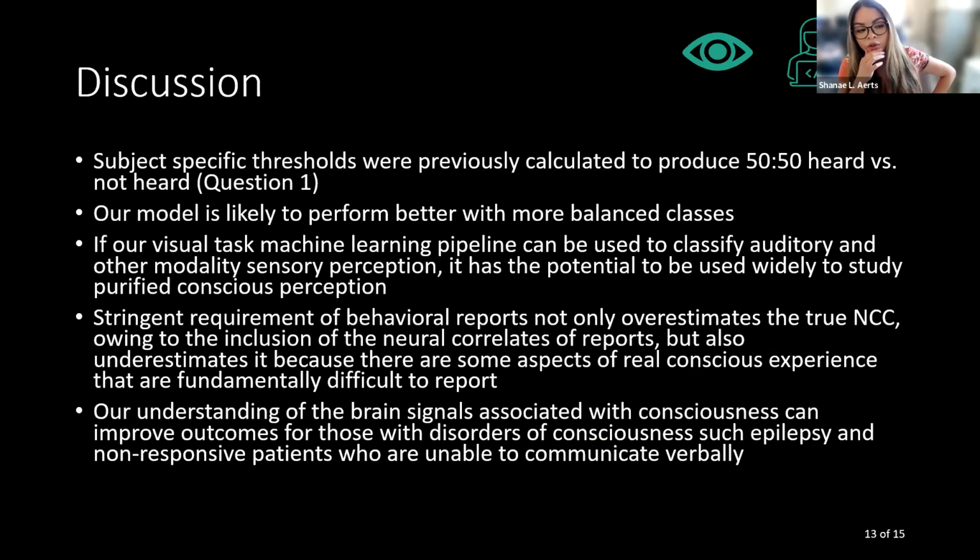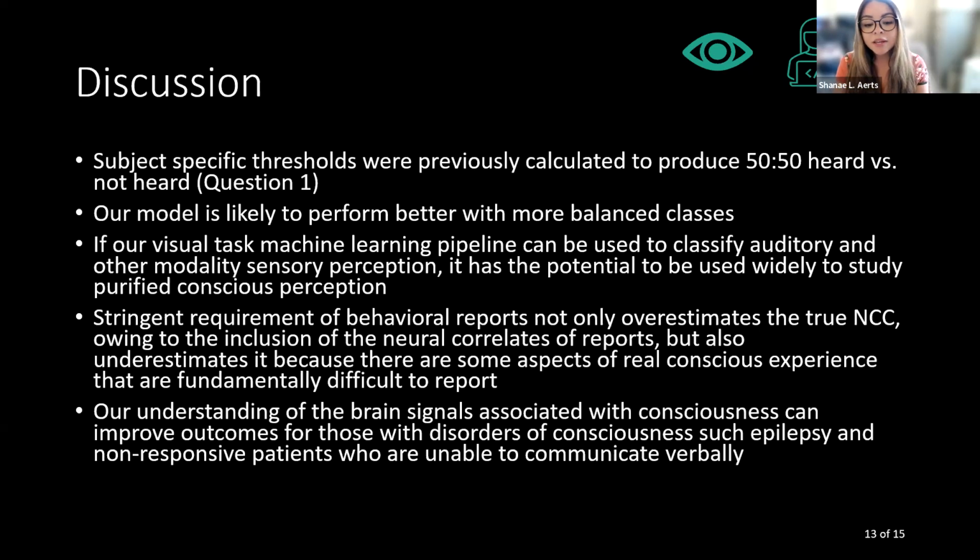So what we will do in the future is to adjust the subject-specific auditory thresholds so that we're getting 50-50 CP to CNP. Right now it's calculated on heard versus not heard, which is not quite what we're looking for. And so in the future, we're hoping to have a more balanced data set for our model.